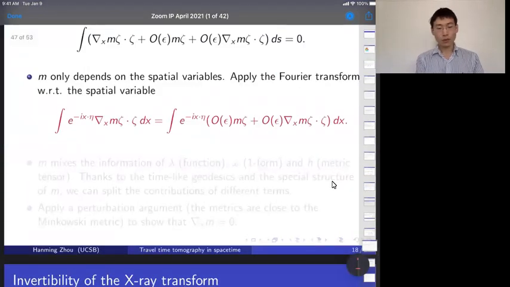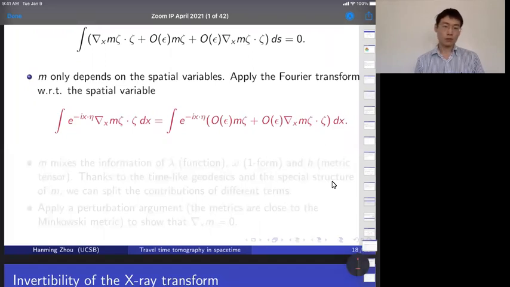The way is similar to the Riemannian case: we apply the Fourier transform in some sense to this integral, and then move the small part with the epsilon to one side. Then the main part on the left-hand side will just be the Fourier transform of the gradient of some matrix function. And here the Fourier transform is with respect to the spatial variable, because our metric is stationary.